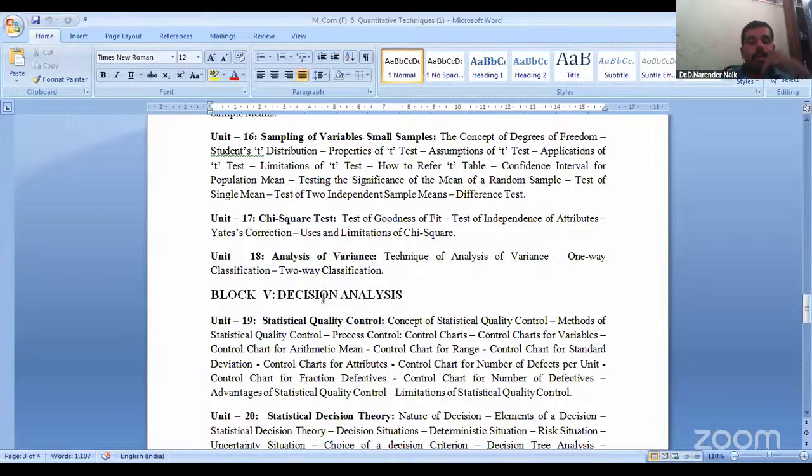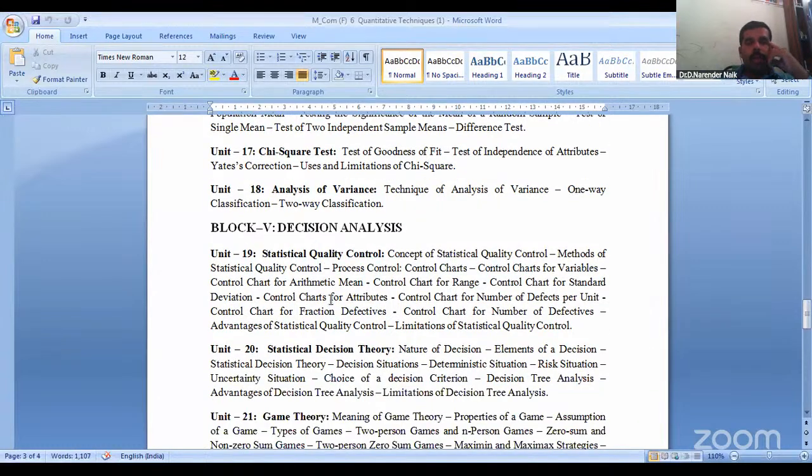The next one is block number 5, decision analysis. Decision means, suppose we are busy with any activity, we need to take a decision. Whether the activity we have done is good or bad depends on the decision only. So, decision analysis. Analysis means a detailed examination. So here, statistical quality control.